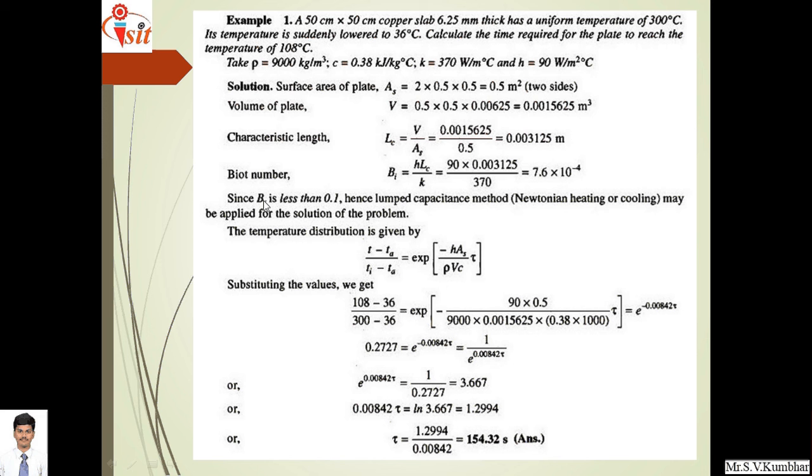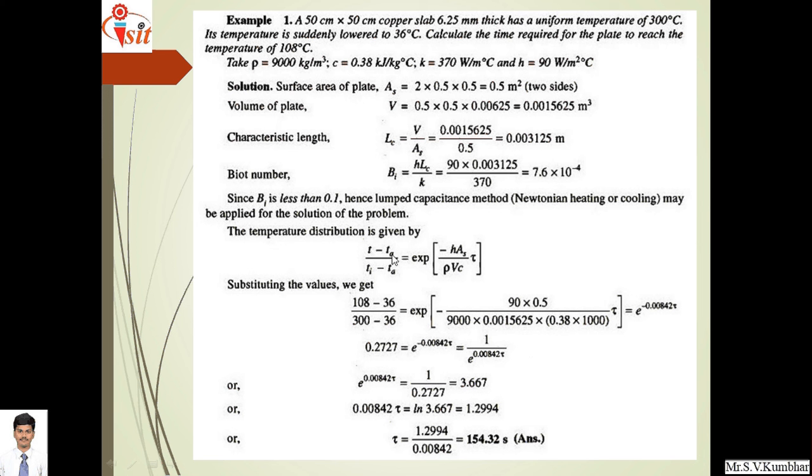As Biot number is less than 0.1, hence we can apply the lumped capacitance method, that is, Newtonian heating or cooling method. If Biot number is more than 0.1, then we can't use this formula. So students should remember this: check for Biot number first. If Biot number is less than 0.1, then we can use the lumped heat system analysis.